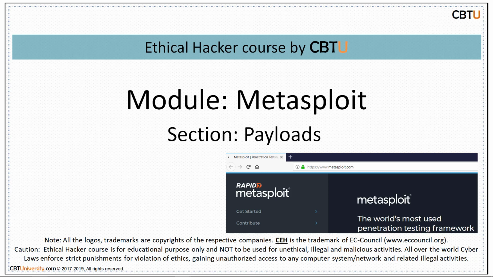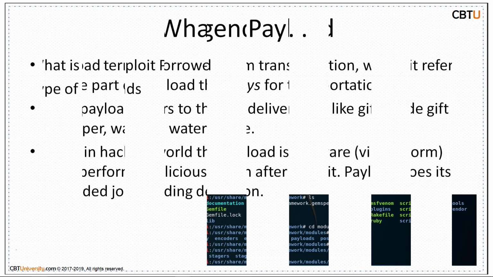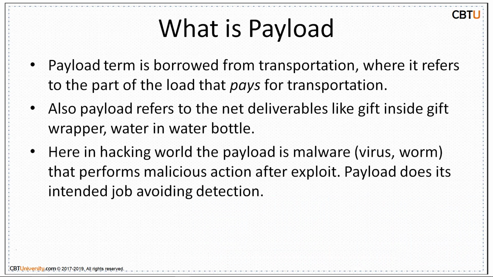Module Metasploit, Section Payloads. Agenda for this session: let us know what is a Metasploit payload and the types of payloads. As we discussed, a payload is like a satellite tied to a rocket. The rocket leaves the satellite in its orbit to perform its defined operations.